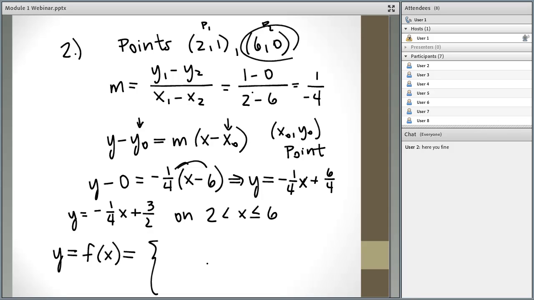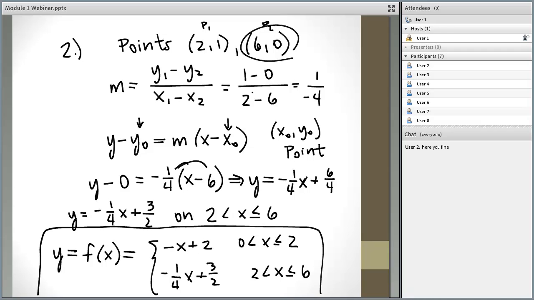So the first equation that we found earlier was negative x plus 2. And the interval that that was on was 0 is less than x, less than or equal to 2. And then the second line, the one that we just found, was negative 1/4 x plus 3/2. And it was on 2 less than x, less than or equal to 6. So this function, or this equation, represents the graph on the last page.